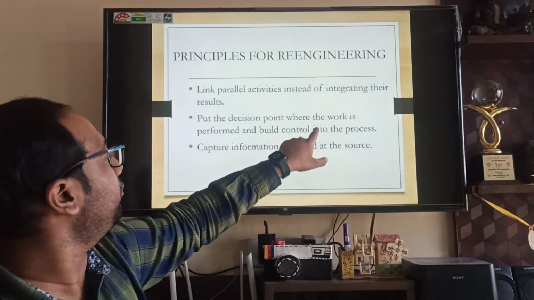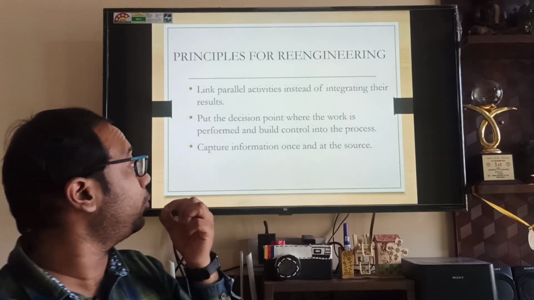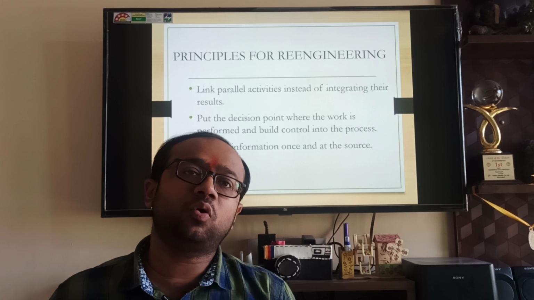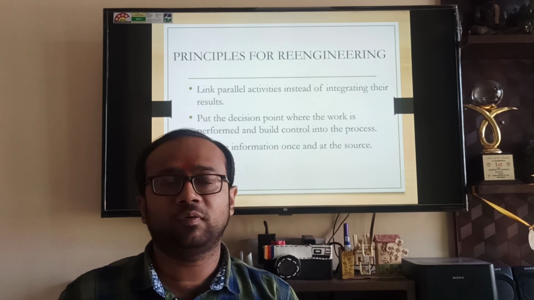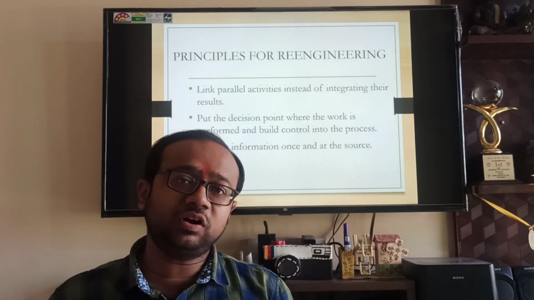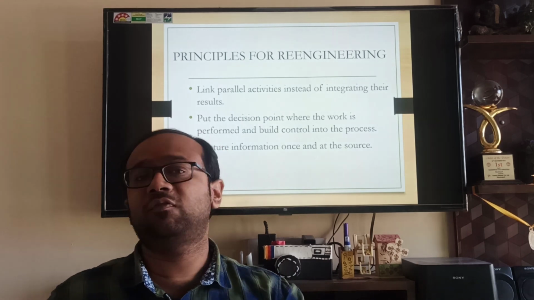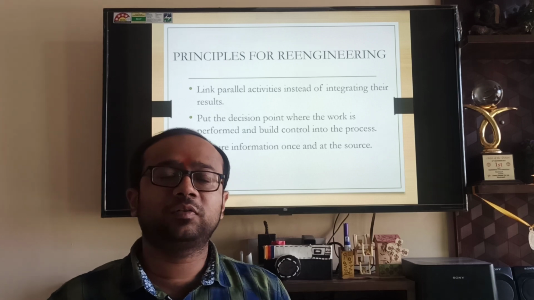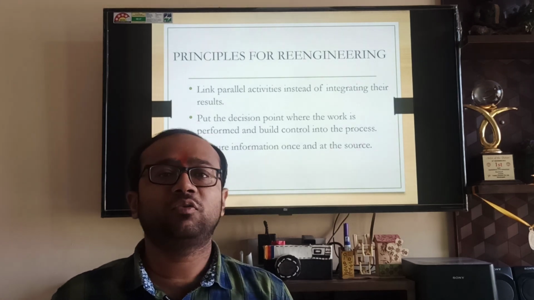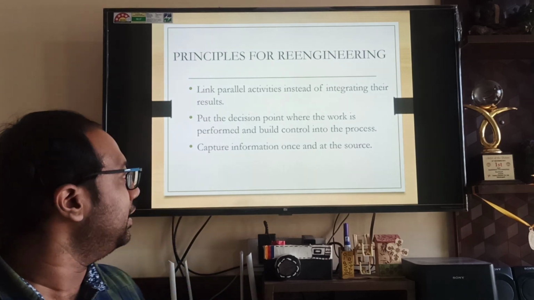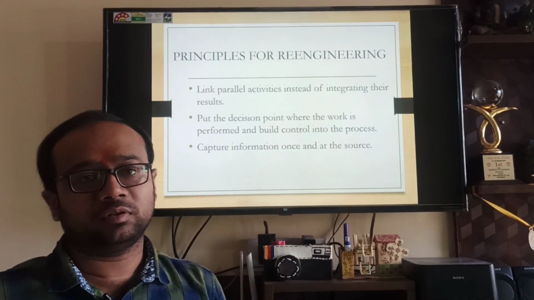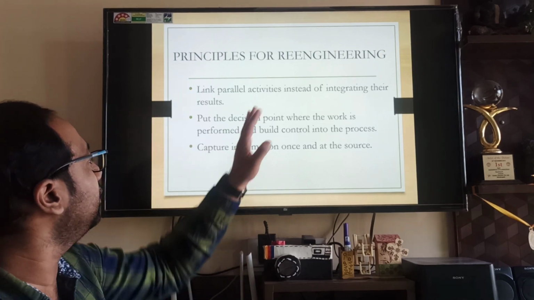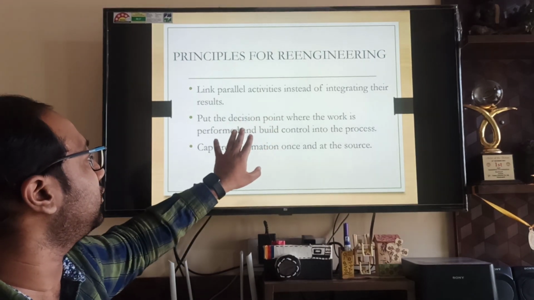Put the decision point where work is performed and build control into the process. So see, you have four manufacturing units. It should not be that for every small thing a person has to come to the head office for approval. It will get delayed. Put a decision-taking authority right where the work is going on. He should have that kind of freedom. A salesperson who is actually going out should have the freedom to take some business calls. Definitely some control, which you can decide in terms of percentage or limits, but you need to put the decision where the task is going.